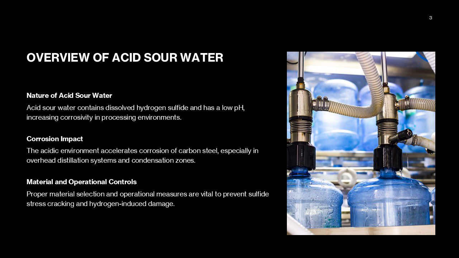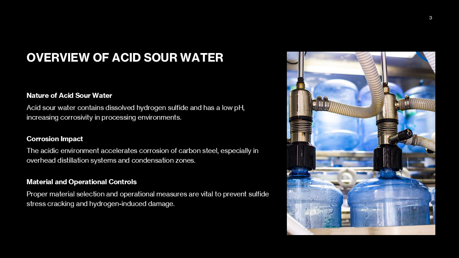This acidic condition significantly increases the corrosivity of the environment, especially toward carbon steel equipment. Acid-sour water often forms in overhead systems of distillation units and other areas where condensation occurs, creating localized zones of aggressive corrosion. The presence of H2S not only lowers the pH but also introduces sulfide ions that contribute to sulfide stress cracking, SSC, and hydrogen-induced damage. These conditions demand stringent material selection and operational controls to prevent catastrophic failures.